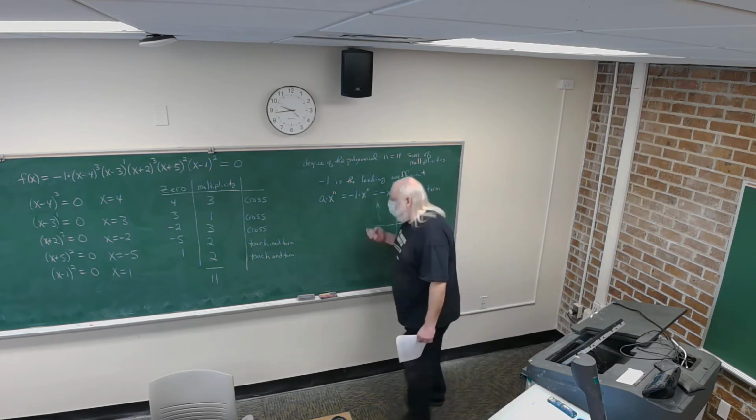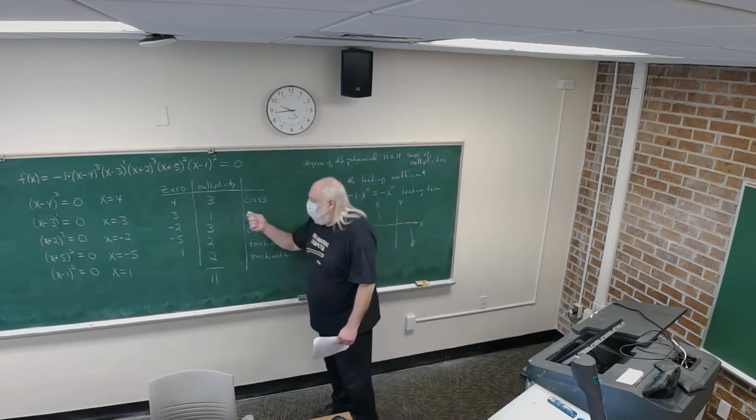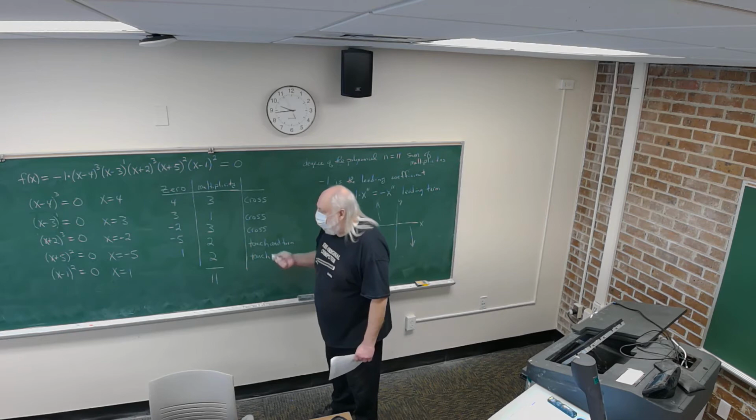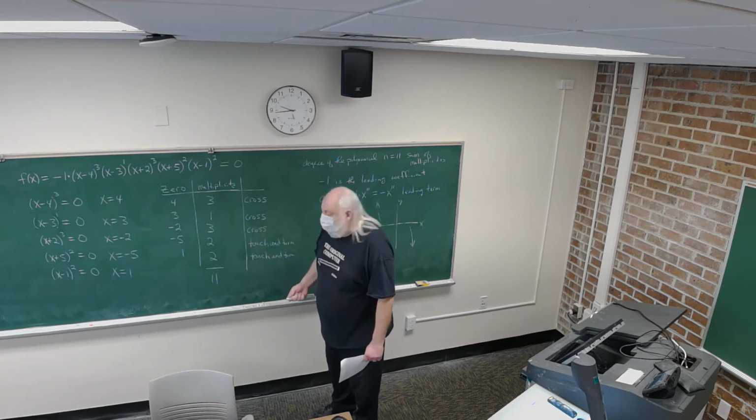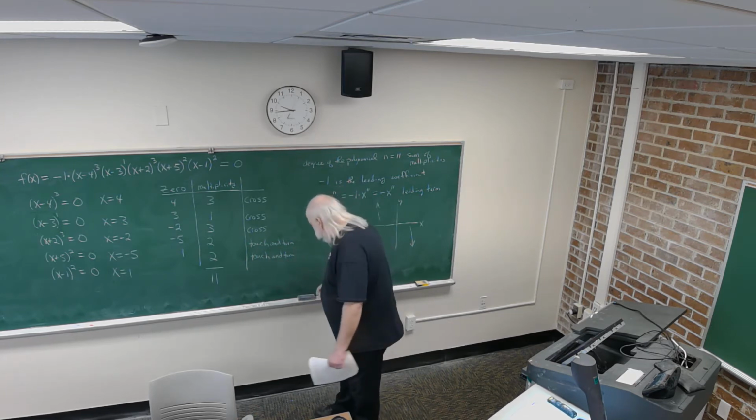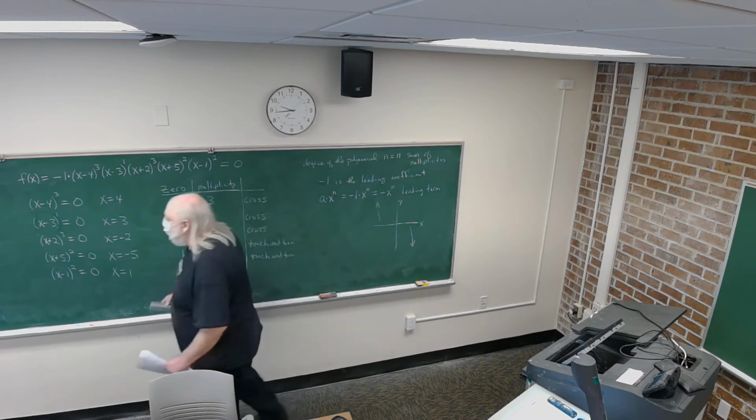Okay. So now we know the end behavior, and we know the location of the x-intercepts, and we know the multiplicities, so we know where the graph's going to cross or touch at each of the x-intercepts. And so now we can do a crude graph.